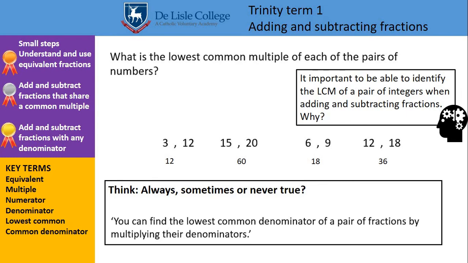So you can find the lowest common denominator of a pair of fractions by multiplying the denominators. Now, for the 4 examples we've got there, none of those were true. You wouldn't do 3 times 12, that would have got you 36. There's a much lower common denominator. So on that basis, it would look like it's never true. It's clearly not going to be always true, because we know we haven't got any examples yet. It's actually the middle, and it's sometimes true.